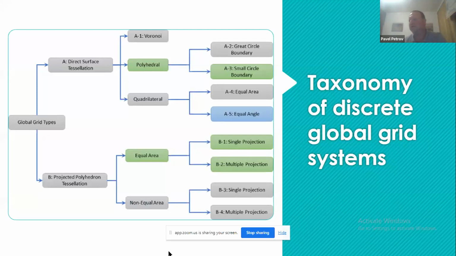By the way, there is an officially accepted taxonomy of so-called discrete global grid systems. It is an international standard of the International Organization for Standardization. And it is interesting that the Natural Area Code system is also mentioned in ISO standard 19145, called Geographic Information, Registry of Representation of Geographic Point Location. And over time, the interest in this system has been maintained by several authors.